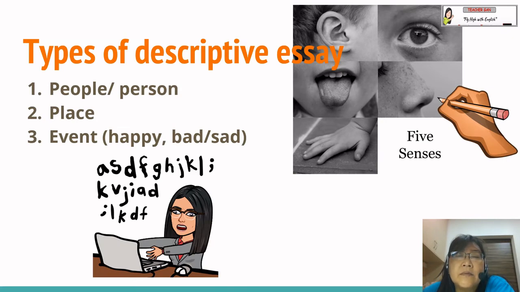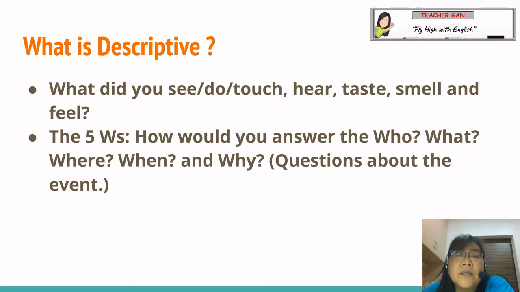So these are the types of descriptive essays. We have people, place, event. Event can be a happy one or a sad one or a bad one. What is descriptive? Descriptive is what you see, do, touch, hear, taste, smell, and feel. So there are the 5 W's. How would you answer the who, what, where, when, and why? These are the questions for you to write about the event.